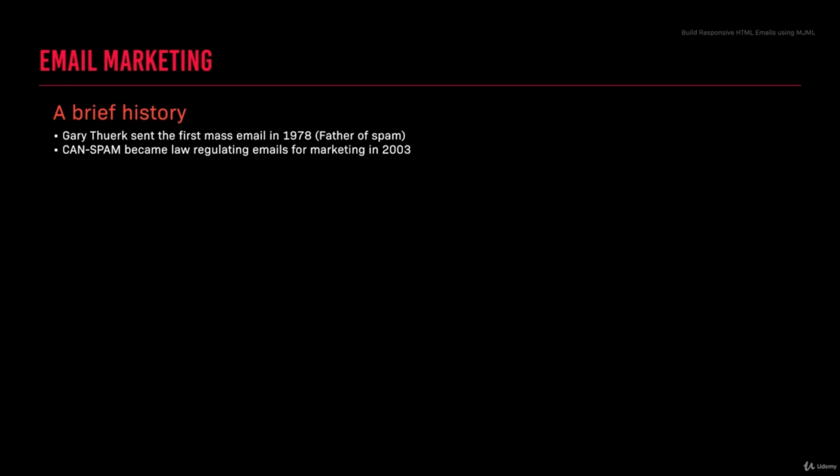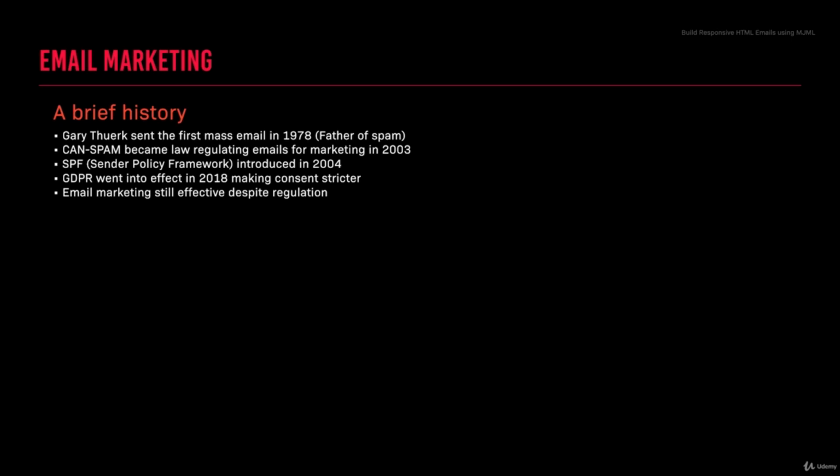With the rise of spam, regulation was needed, and in 2003, CAN-SPAM was introduced in the United States, and in 2004, Sender Policy Framework, or SPF, was introduced, allowing for email validation. And in 2018, in the European Union, or EU, GDPR came into effect, making consent for people based in the EU stricter. Despite regulation, email marketing is still very effective.